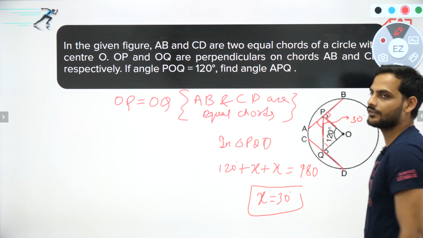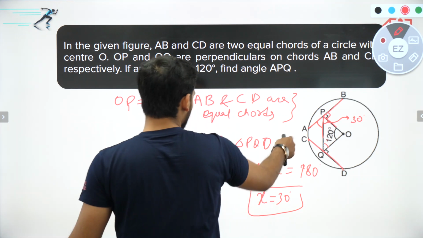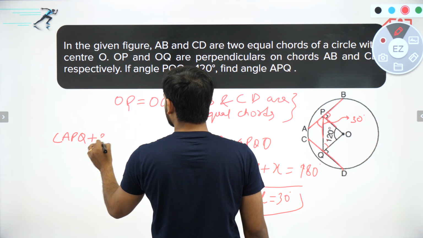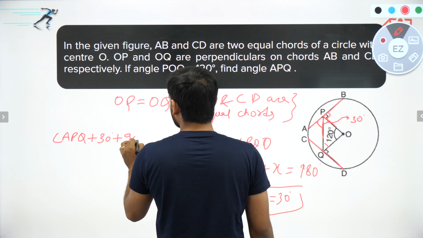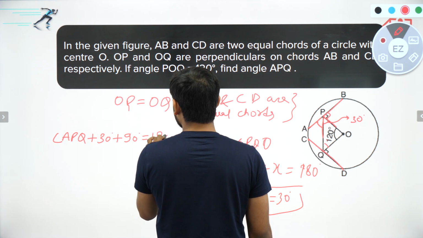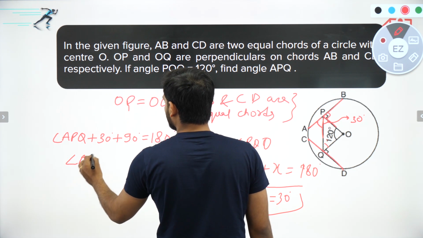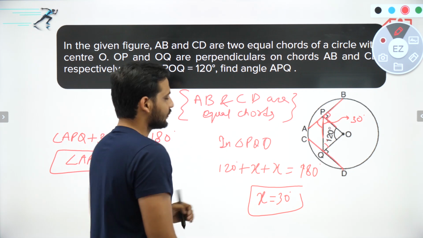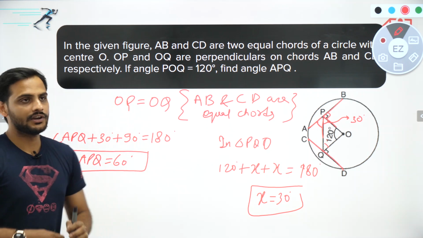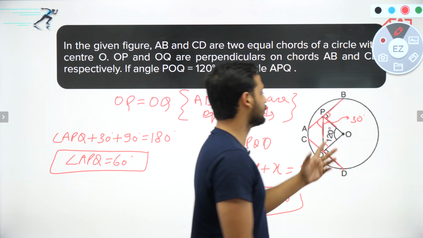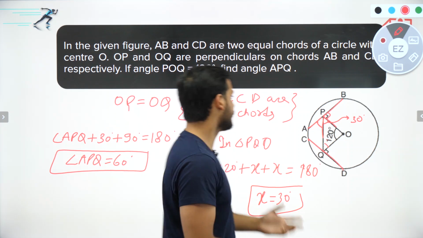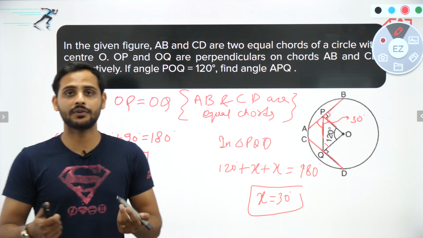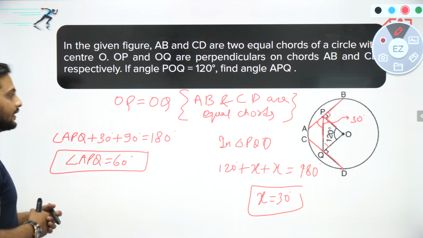So the third angle you can easily find using the angle sum property. Angle APQ plus 30 degrees plus 90 degrees should be equal to 180 degrees. When you solve this, you get angle APQ is equal to 60 degrees. The main part is the writing part. You cannot directly write that OPQ is isosceles. You have to first write that OP is equal to OQ because AB and CD are equal chords, and equal chords are equidistant from the center. Then proceed further.